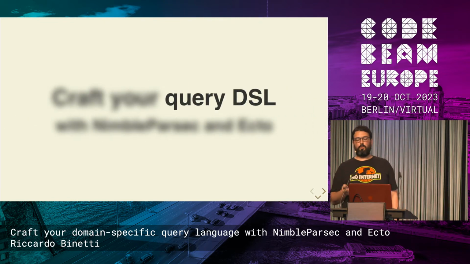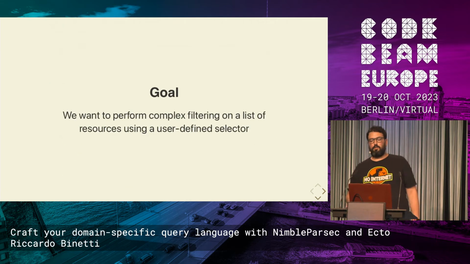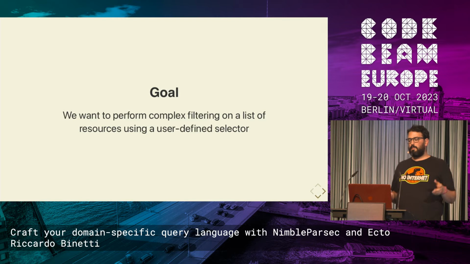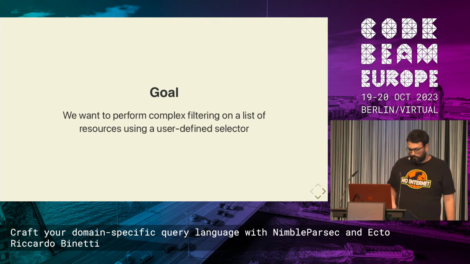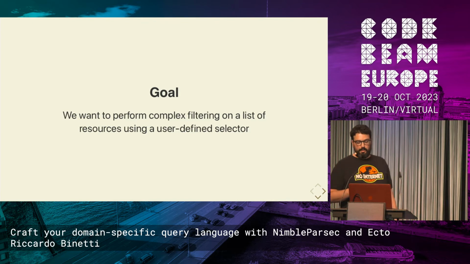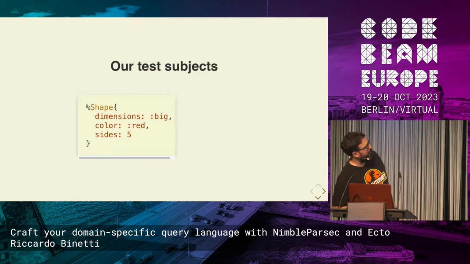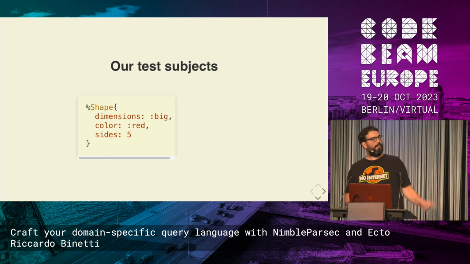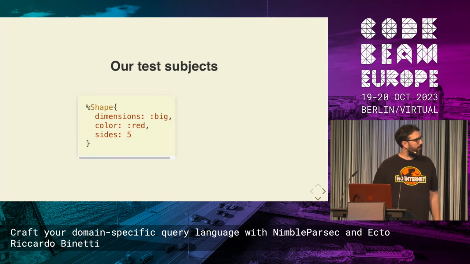First of all, what we mean by query DSL. Our goal is to perform complex filtering on a list of resources using a user-defined selector. In this case, we're going to use shapes as our test subjects. They're going to be represented as a struct and as an SVG visually.